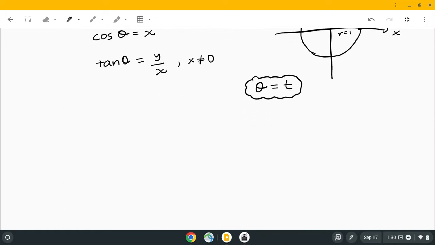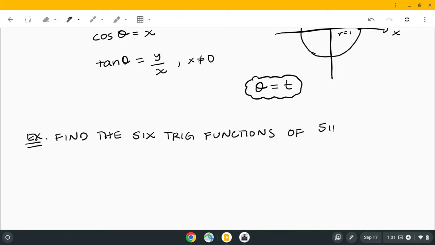All right, so let's take a look at this here. We already explored this, so we'll just do one example here. Find the 6 trig functions: sine, cosine, tangent, cosecant, secant, cotangent. So the 6 trig functions of 5 pi over 6.